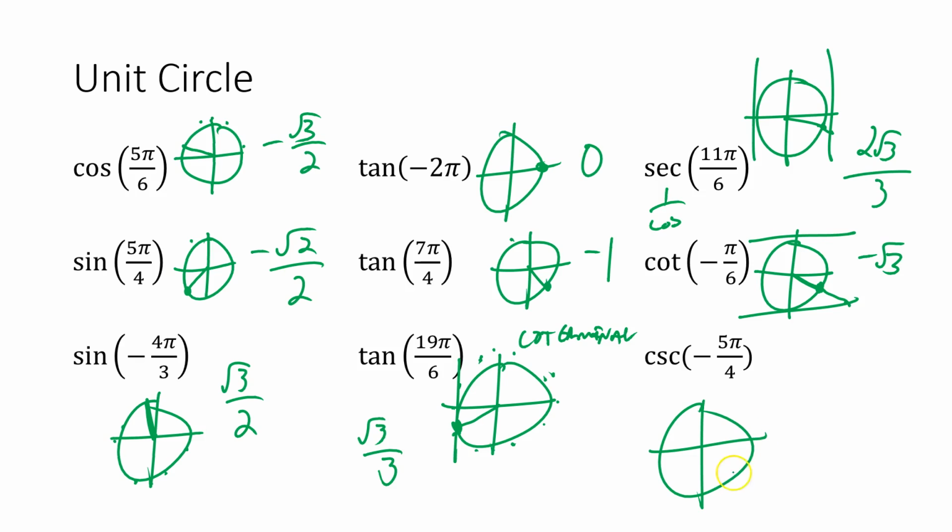Cosecant of negative 5 pi over 4, 1, 3, 5, right there. Cosecant uses the cotangent lines. Cosecant deals with sine, so it'll be positive here because it's above the x-axis. And so it'll be positive root 2. If you can do those 9, you're going to be all set, I believe, for the quiz coming up.